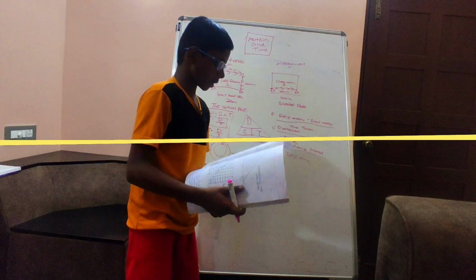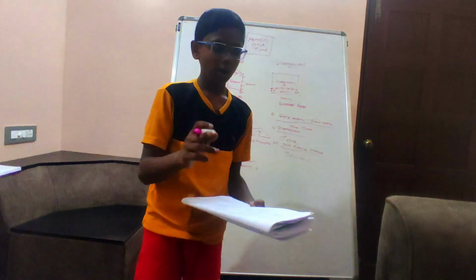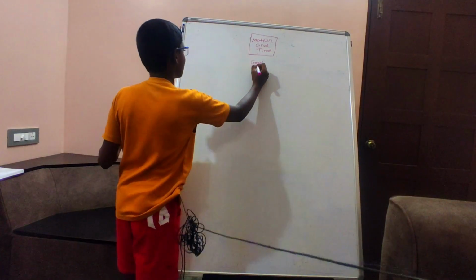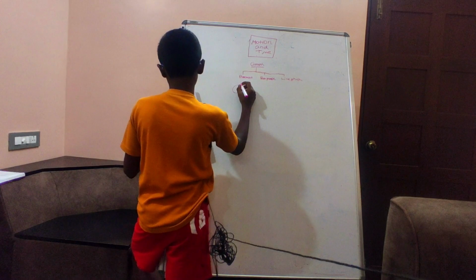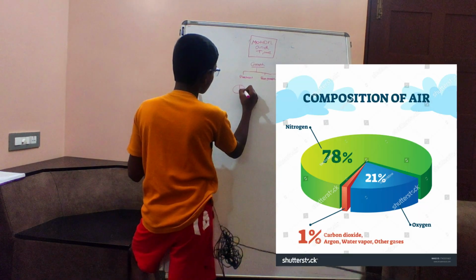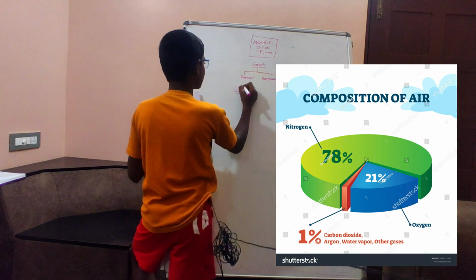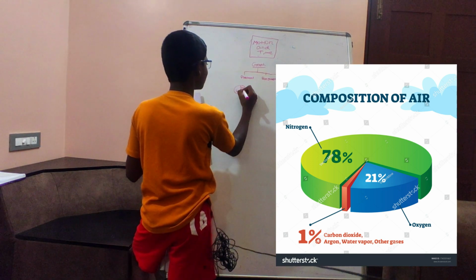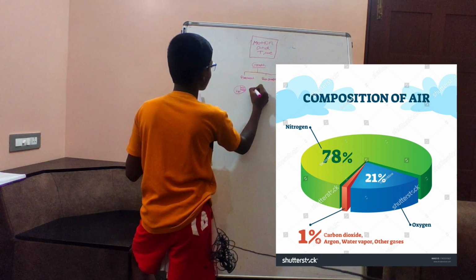So, okay guys, let's start with graphs. One second, I'll rub the board. Graph, we have 3 types of graphs. Pie chart. And we also have bar graph. And line graph. Let's draw a circle. And the most common example we all know, just by looking at it without even naming it, we know this. 78%, 21%, and 1%. This is composition of air.